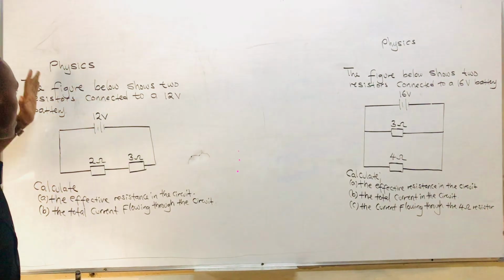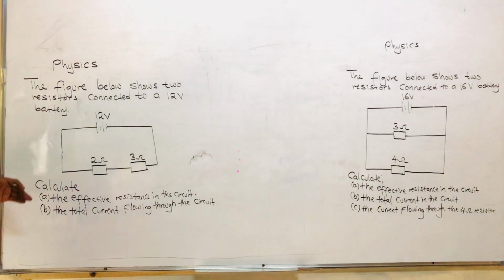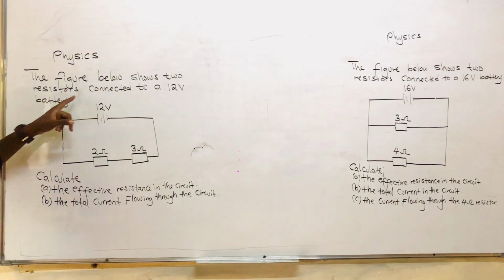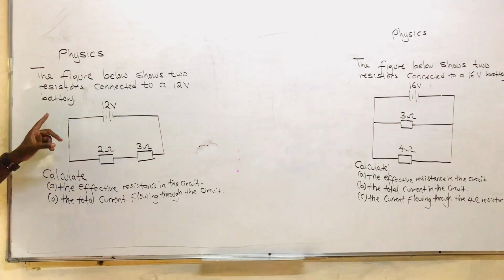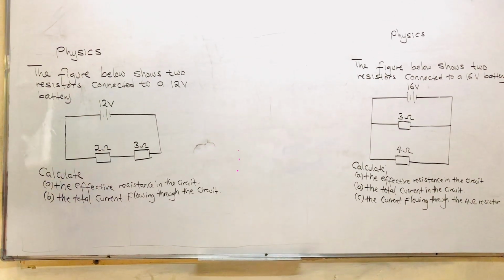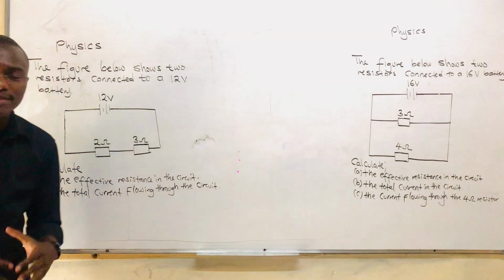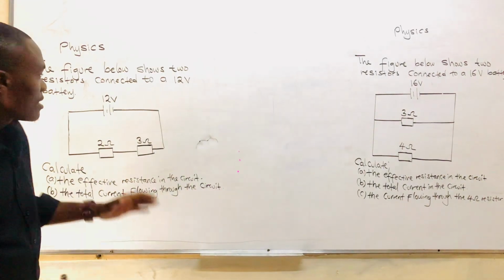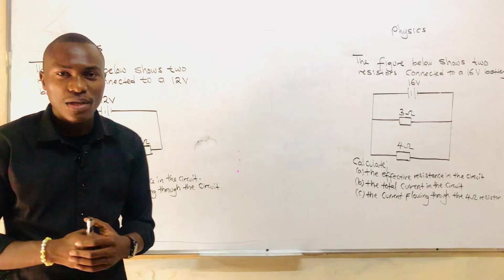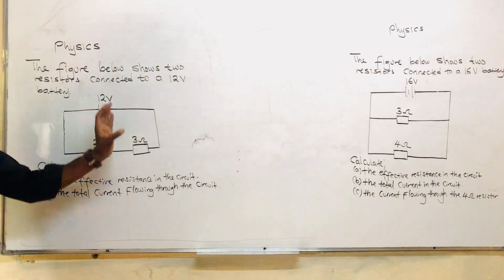So with me here is a simple question that I've made just for the sake of understanding, which says the figure below shows two resistors connected to a 12 volts battery. So we have these two resistors that are connected to a 12 volts battery. We are saying calculate the effective resistance in the circuit. Once again, this question is coming from current electricity, which is what we are doing. So how do we get the effective resistance in this circuit?